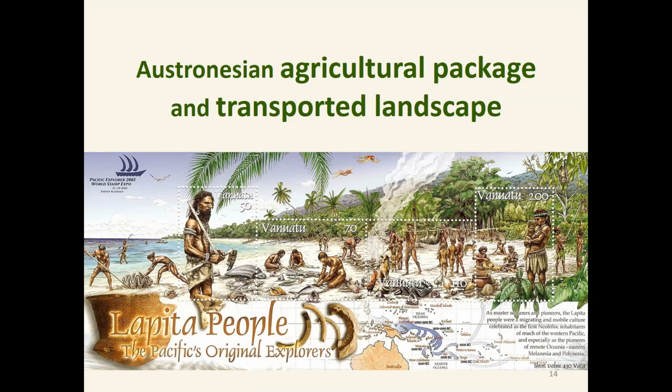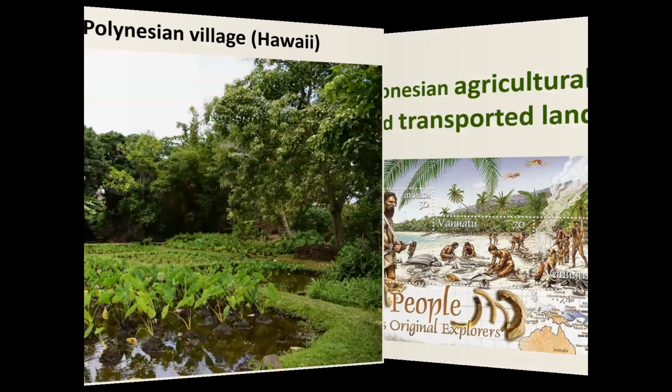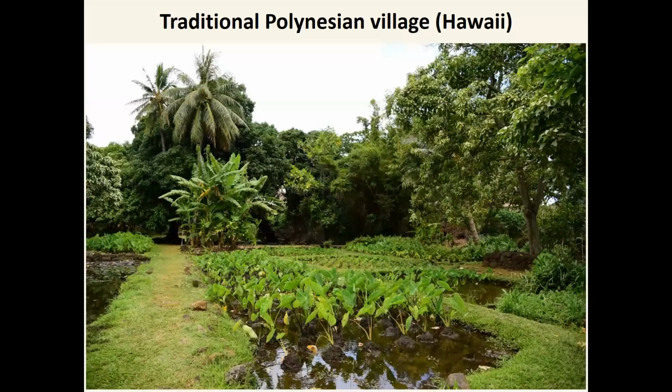And so the idea is that along with their migration, they move from one island to another and they transport the landscape. So for example, this is a very typical traditional Polynesian village. You can see the taro growing, the banana, coconut trees, and different kinds of agricultural products, okay? And you will see pig, chicken. This is all component of the Polynesian village, okay?